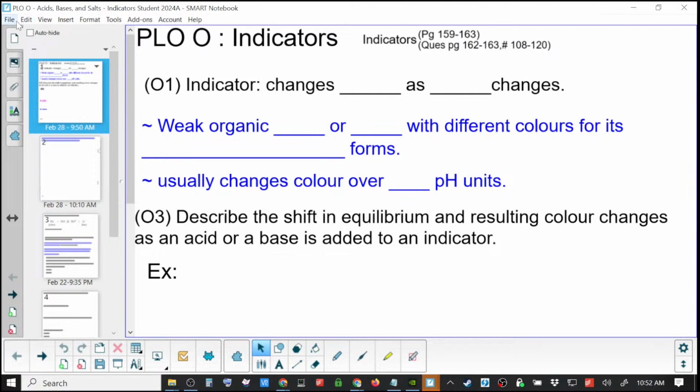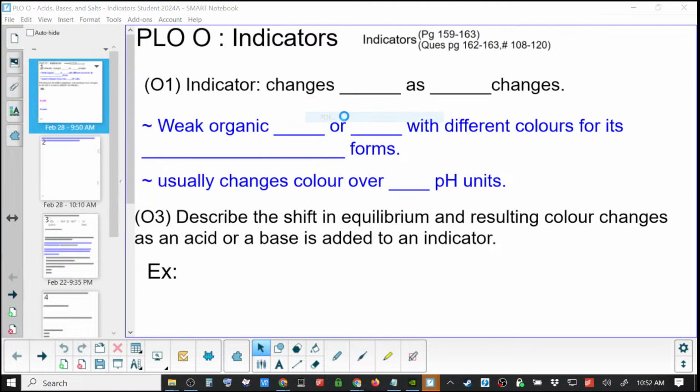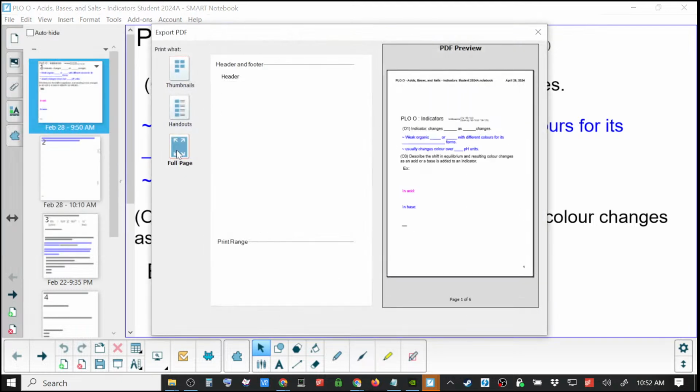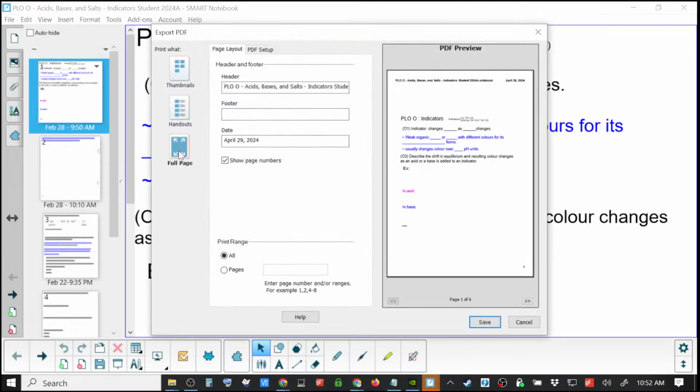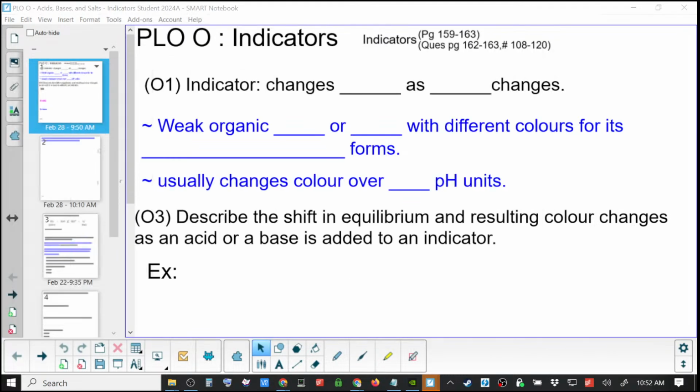I need to quickly export this because I realized I hadn't done it yet. Okay. Export, PDF setup, page layout, that works. Save.